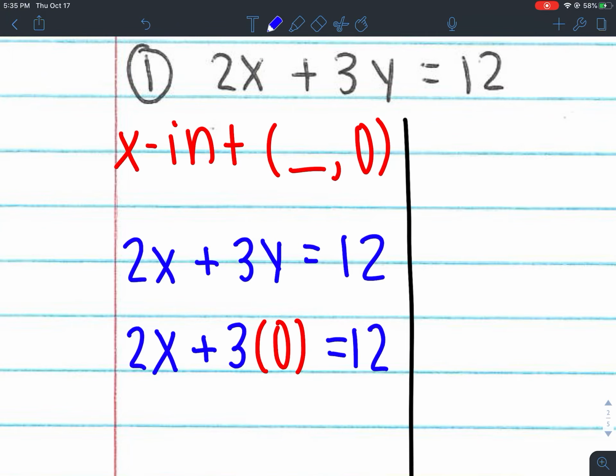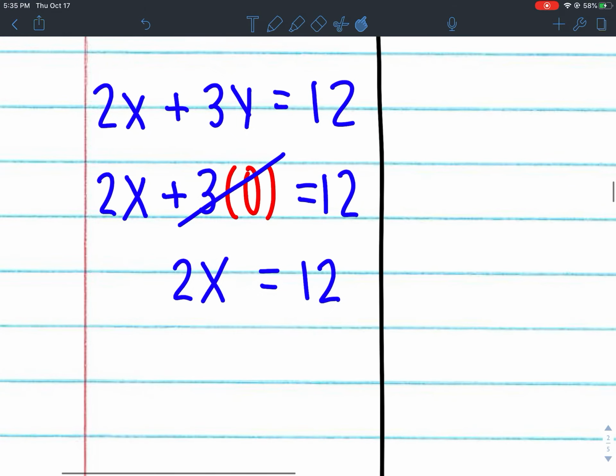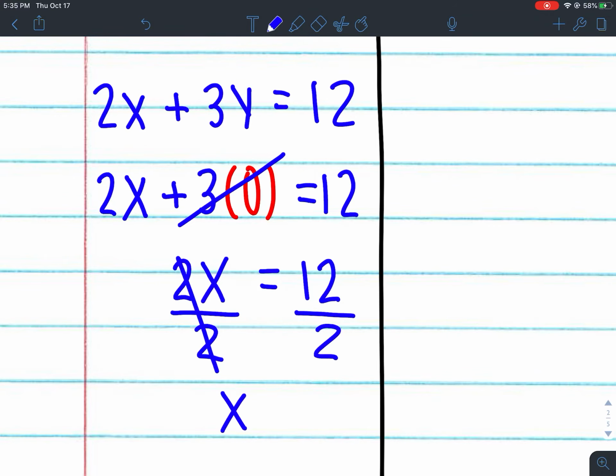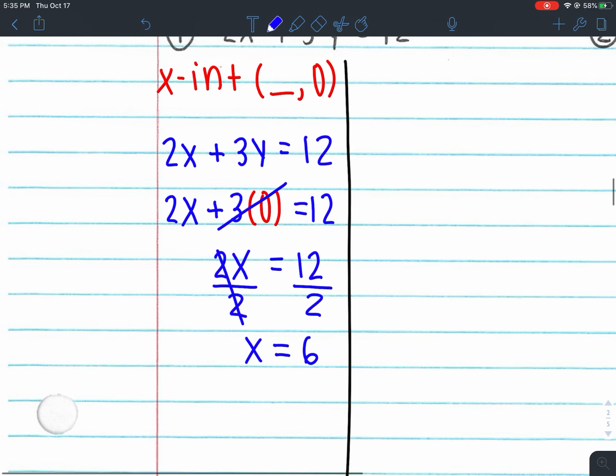So what did I do here? I took the 0 that was my y value and plugged it in for y in my equation. Okay, well, 3 times 0 is 0, right? It goes away, so it cancels. And then I just have 2x equals 12. And then I solve for x. Why am I solving for x? Because it's an x-intercept. I'm solving for it. So I divide by 2, and I get x equals 6.